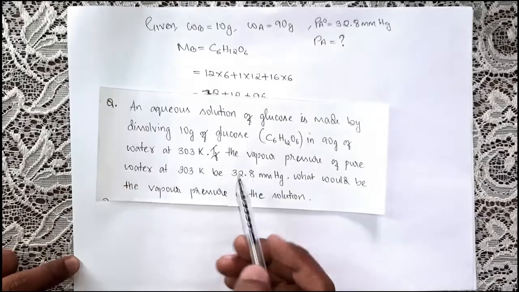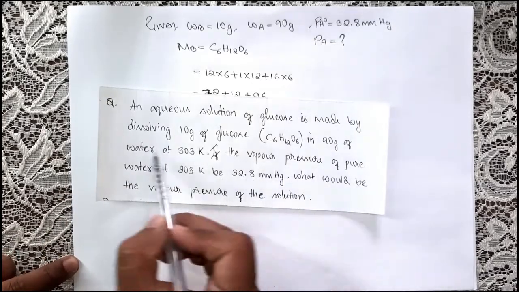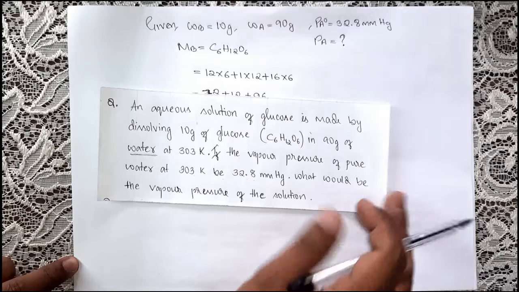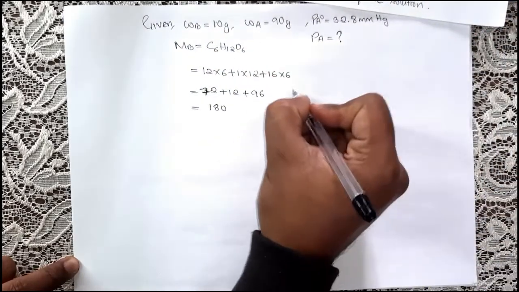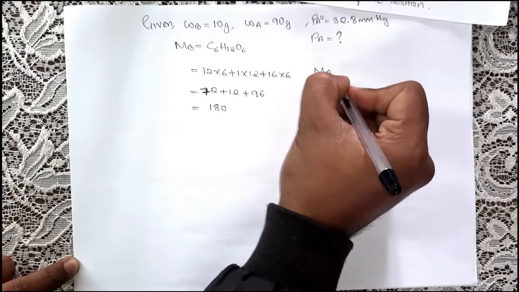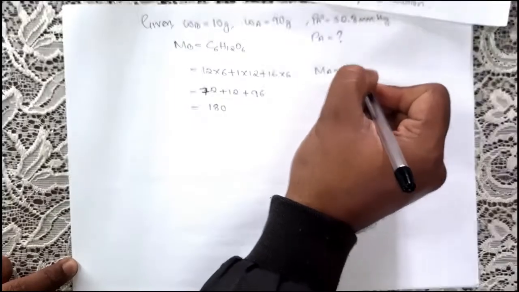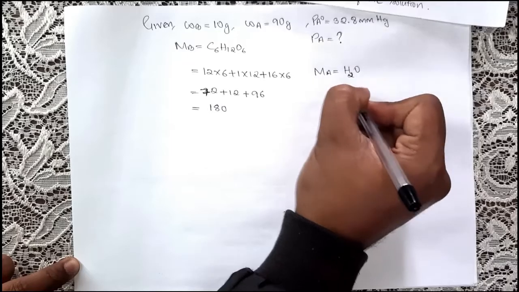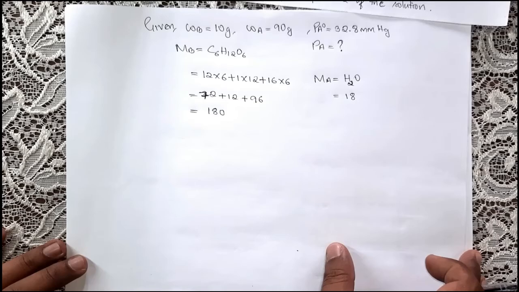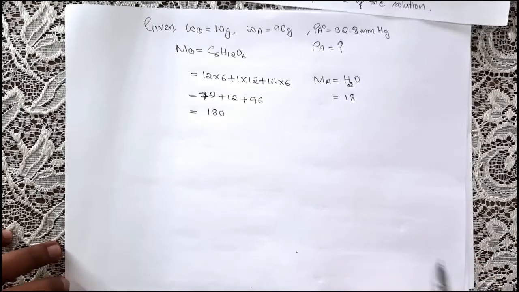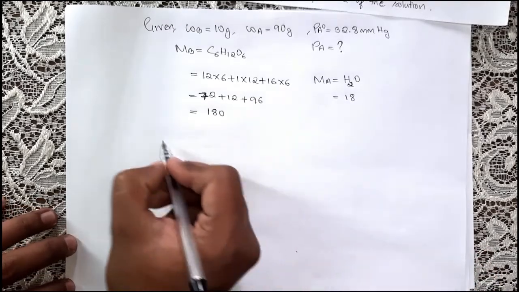And then what about the solvent in 90 gram of water? So water is your solvent. So for MA, since it is water, and as we have already calculated for water, water is 18. So these are the givens from the equation. So now we shall calculate PA.